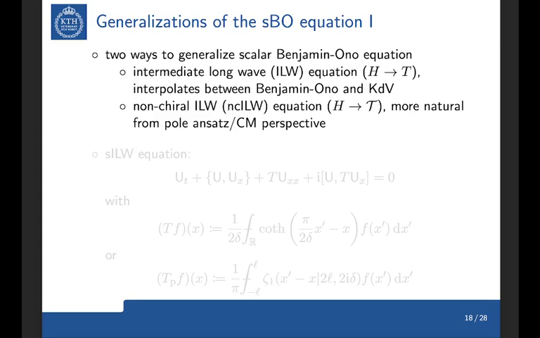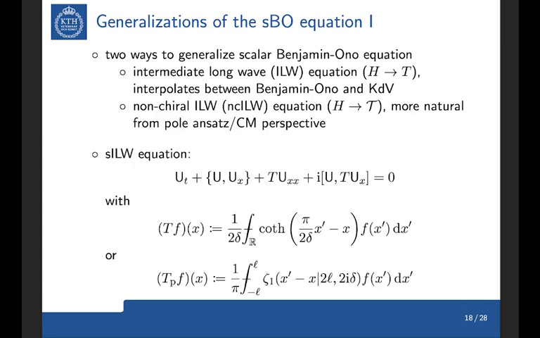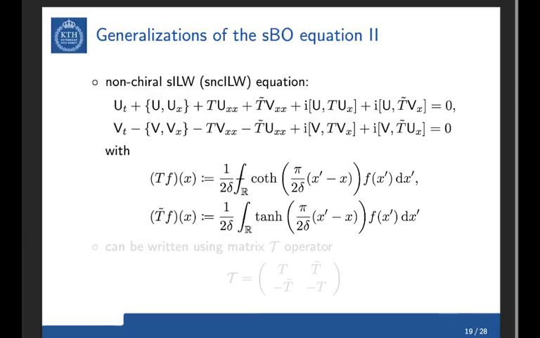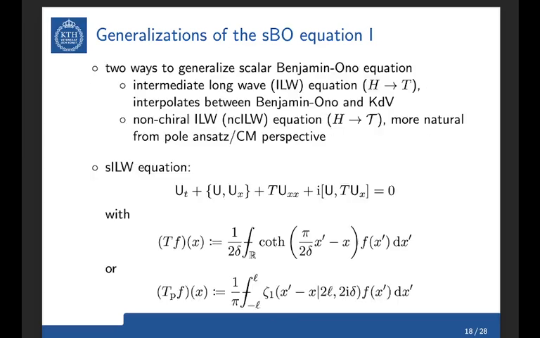But I'll describe what we get when we apply both approaches to our spin Benjamin-Ono equation. So the first approach, replacing H with T, leads to what we call the spin ILW equation, or SILW equation, and it's written as follows. It's just the Benjamin-Ono equation with T replacing H. And I've written the definition of T here. It's kind of an obvious hyperbolic generalization of the Hilbert transform.